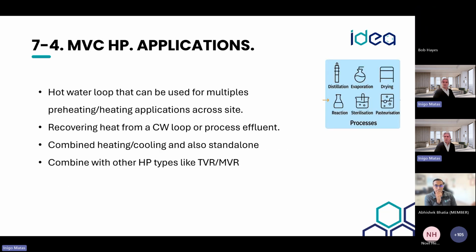Applications, so as I was saying, most of the time hot water loops that can supply heat for preheating or heating duties. Normally this is below the steam temperatures. That's why I would call it preheating or heating at these first levels. They're good for recovering heat of cooling water loops, warm effluents. I would say temperatures below 50, 60 degrees is a very good field for them.